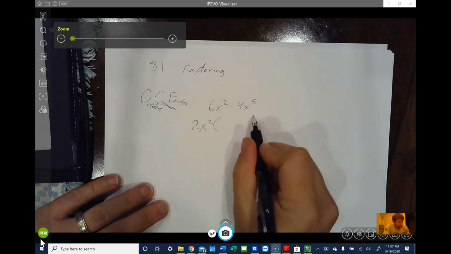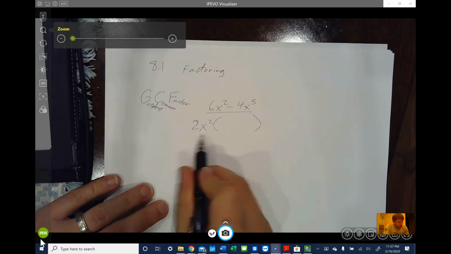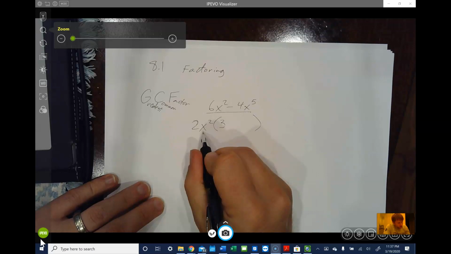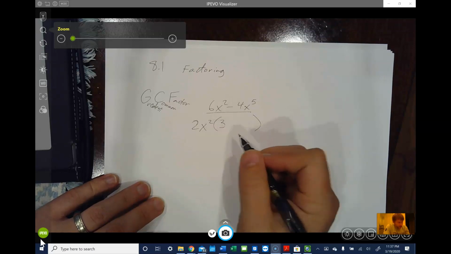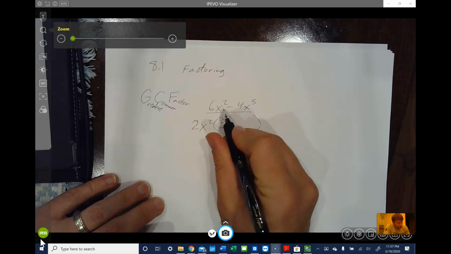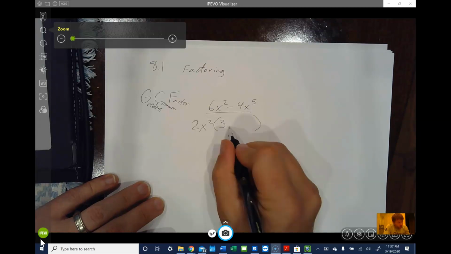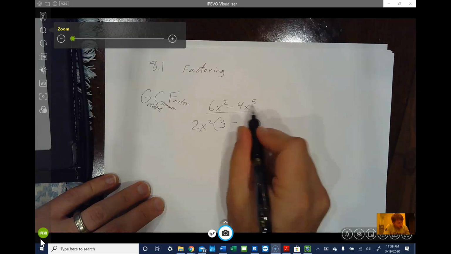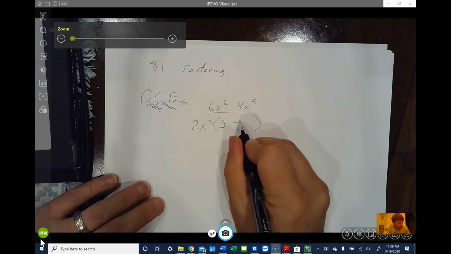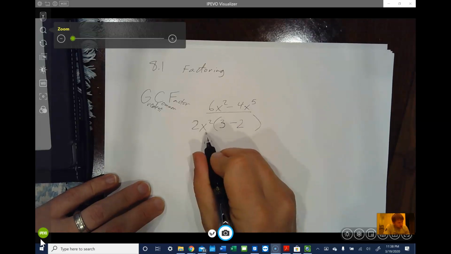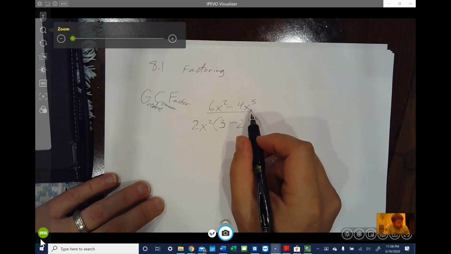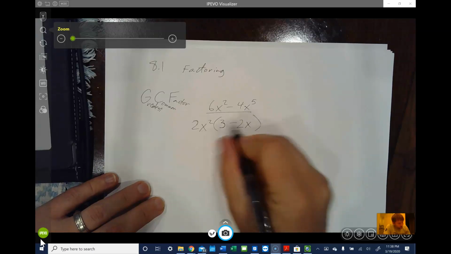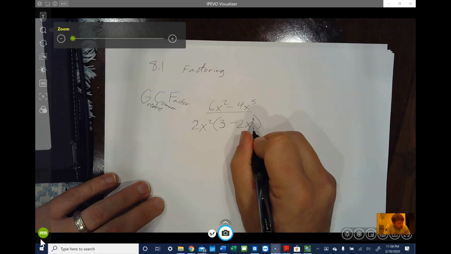So what is left when I divide both of these terms by 2x squared? 6 divided by 2 is 3, and x squared divided by x squared is 1, so it would just be 3 times 1, which is just 3. So all I have here in the first term is a 3. And then what's left when I divide 4x to the 5th by 2x squared? 4 divided by 2 is 2, and x to the 5th divided by x squared. You remember what to do when you divide variables is you subtract their exponents. So it's going to be x to the 5 minus 2. So it's x to the third.